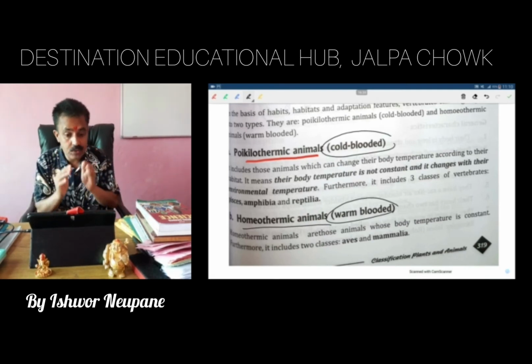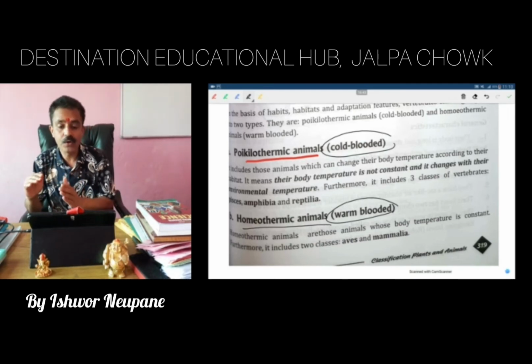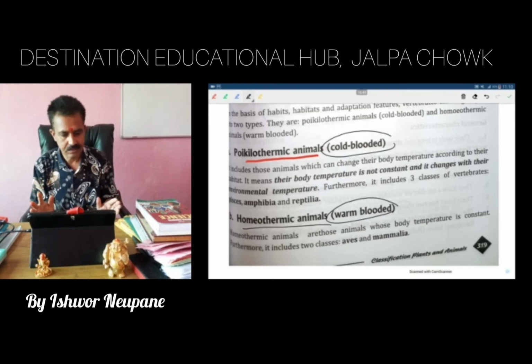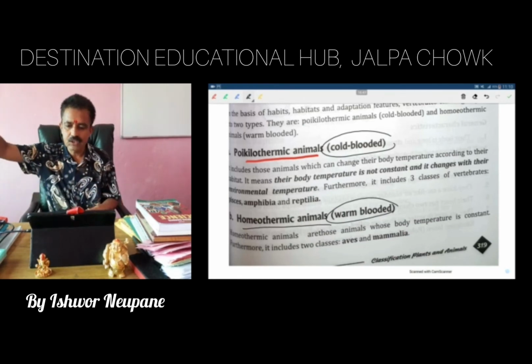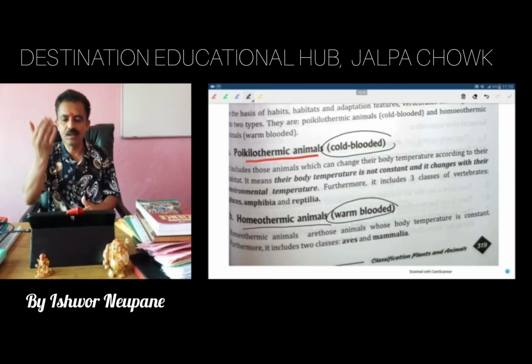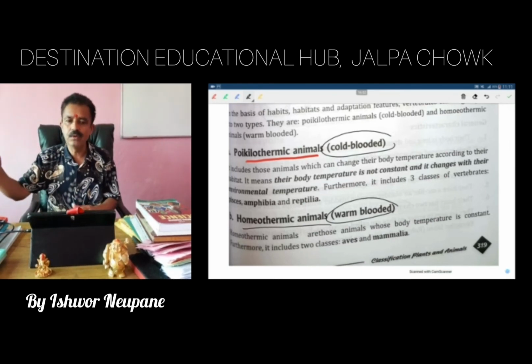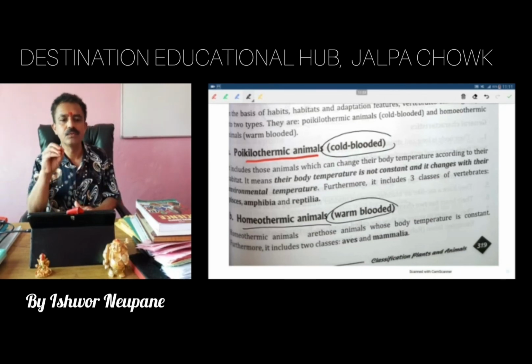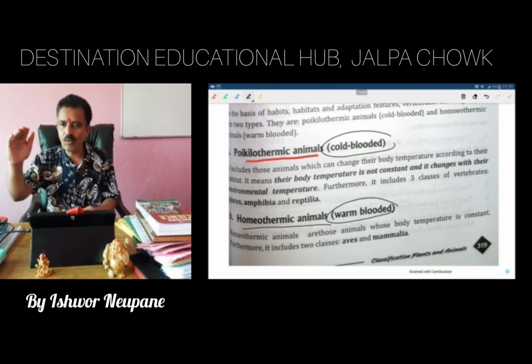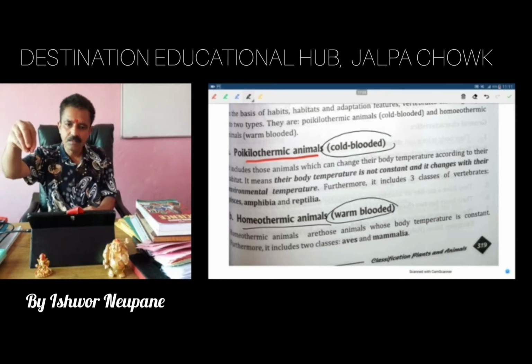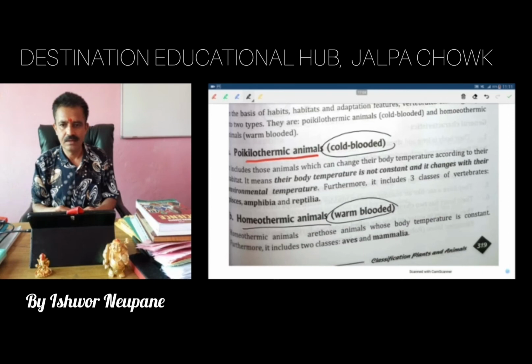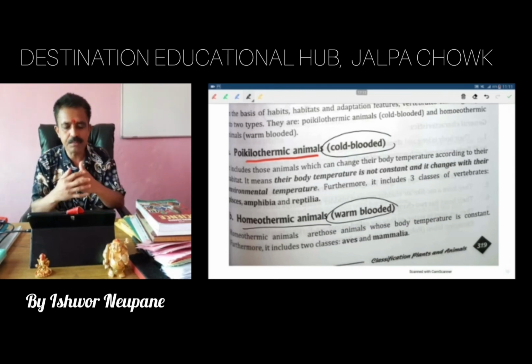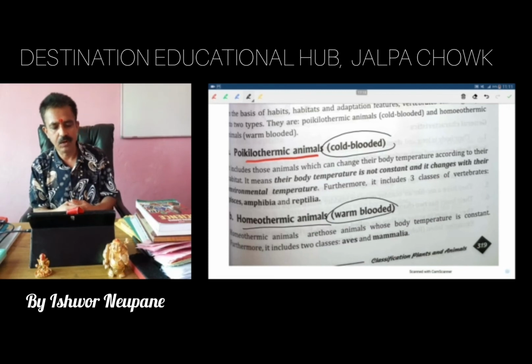Poikilothermic animals are those animals whose body temperature changes according to the surroundings. Is that clear? I mean, if the surrounding temperature is high, their body temperature also becomes high. If the surrounding temperature is low, body temperature becomes low. For example, if the temperature of water increases, the body temperature of fish also increases. If temperature decreases, body temperature decreases. So those types of Vertebrata are called cold-blooded animals.